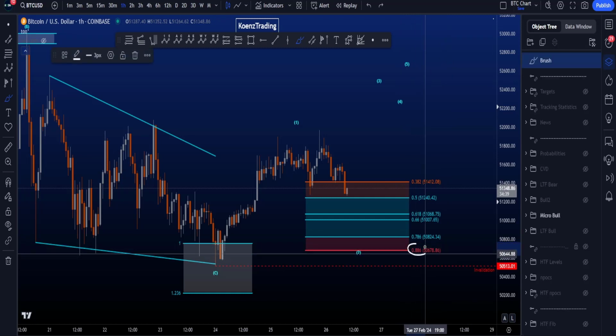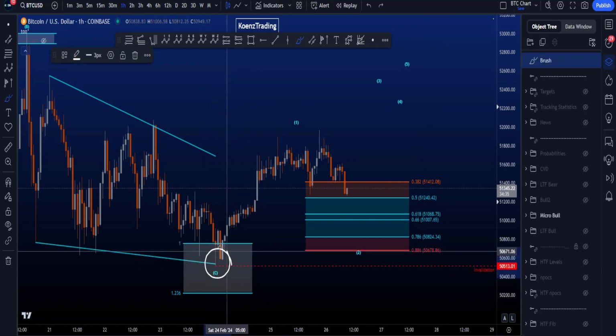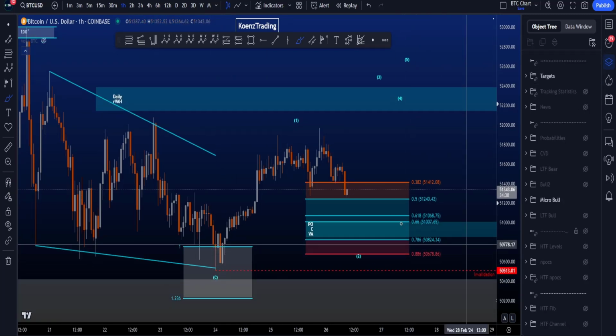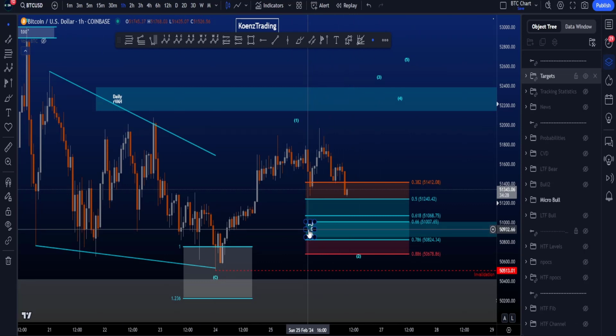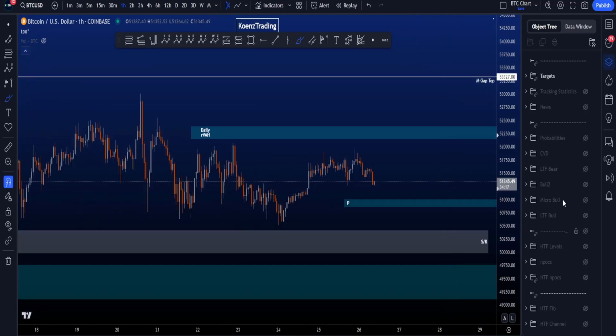It really lowers the probabilities for impulsive continuation, and the invalidation for this scenario is price hitting this low over here. Now to the downside, we do have an interesting support area, the blue box over here between 50.8k and 51k, which is also in confluence with the golden pocket and the 0.786, both common targets for a wave 2.